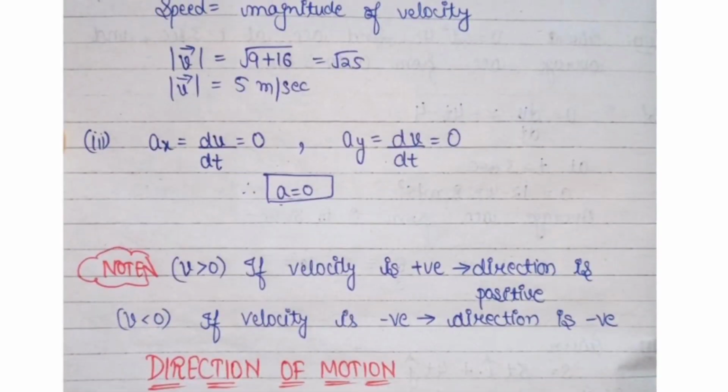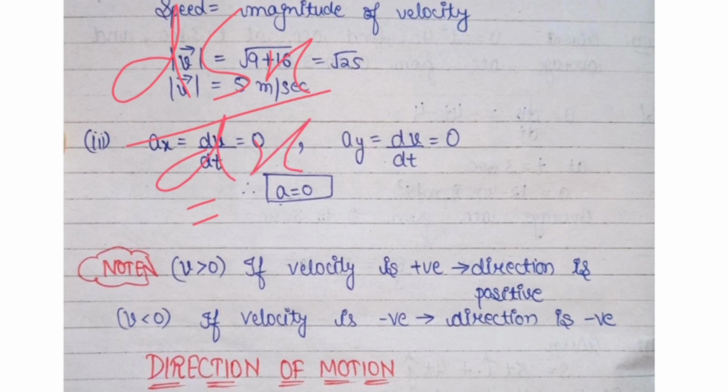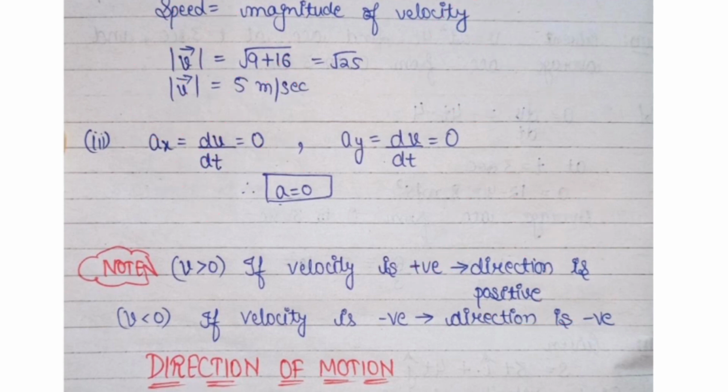Next, we have to find out the acceleration at t equals 2 seconds. Acceleration is the differentiation of velocity. Velocity along the x-axis was 3, and along the y-axis it was 4. So only 3 and only 4, constant terms, no variable involved. So what is the differentiation of a constant term? That is 0. Okay, so acceleration will be 0.